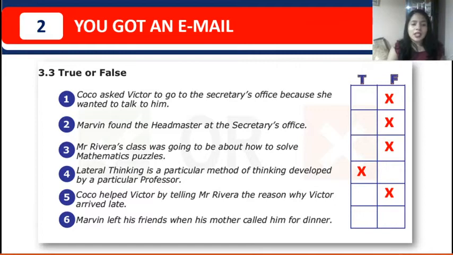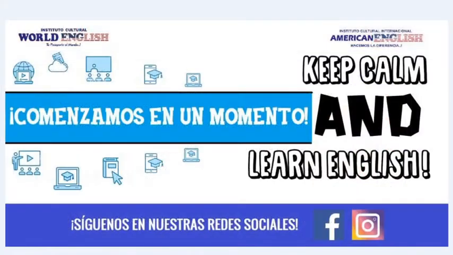She didn't help Victor. And what about number 6, guys? That is the last. Marvin left his friends when his mother called him for dinner. Yes, right? Her mother called him and he got away. So, guys, this is the end of the reading. Oh, yes, it's true or false? Yes, it's true, right? So, don't worry. Let's change the answer here. Yes, I know that I remember. It is true, right? You're right, honey.